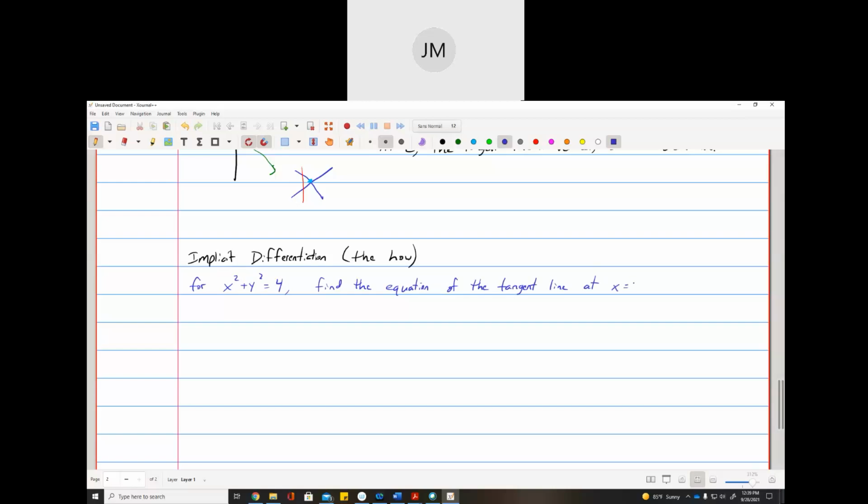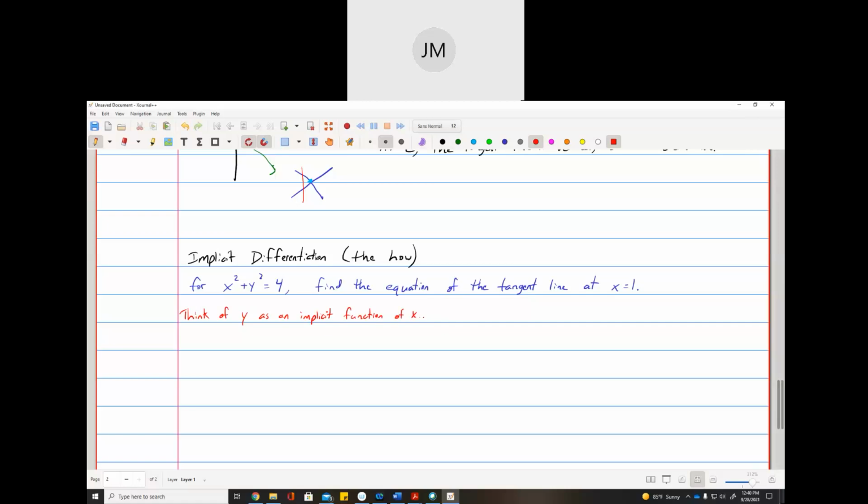At, we'll say, x equals 1. Okay, and the idea is that I can think about y as being a function of x. Since we can think of y as being a function of x, we can treat y as a function of x even if we don't have a formula for it. So what we're going to do is think of y as an implicit function of x.